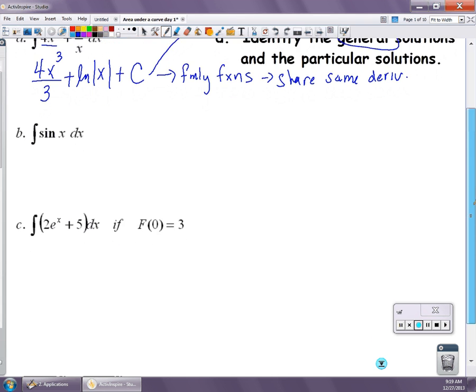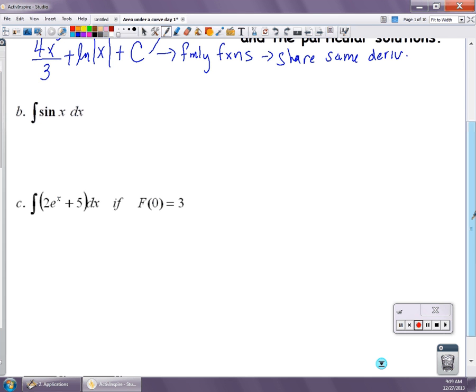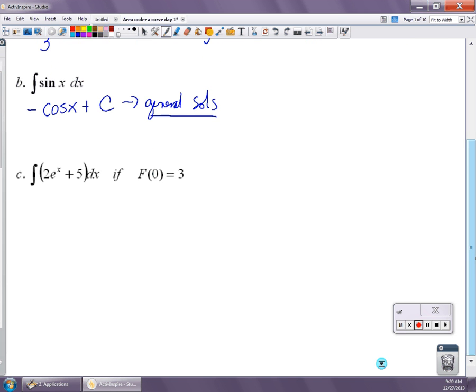In letter B, we ask ourselves the question, what function has a derivative of sine x? And so if we find the antiderivative of sine x, we get negative cosine x plus c. And if you are not sure about your answer, take the derivative. The derivative of cosine is negative sine x, and so we need a negative to offset and make that positive. Again, the c is the constant of integration. This again is a general solution, and it generates a family of functions that share the same derivative that all differ by a constant.